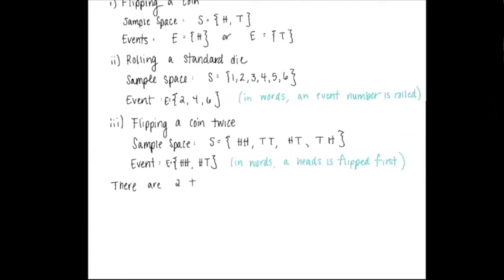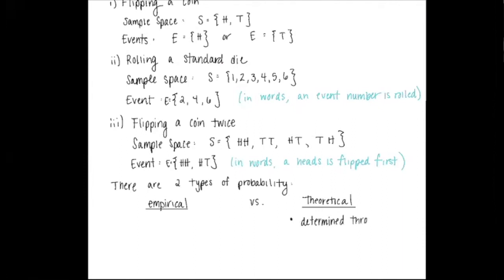So ultimately, there are two types of probability, just like there are two types of statistics. You've got empirical versus theoretical. And theoretical is exactly what it sounds like. It's theory. So this one's the more straightforward, I think. This is determined through a study of possible outcomes.